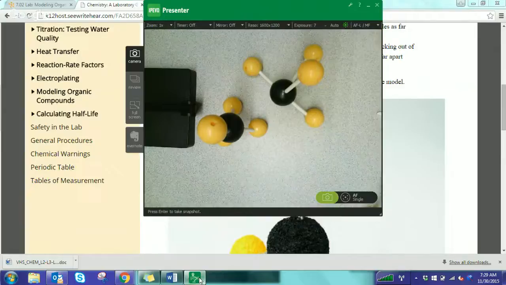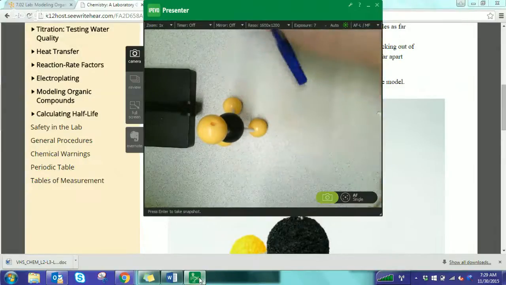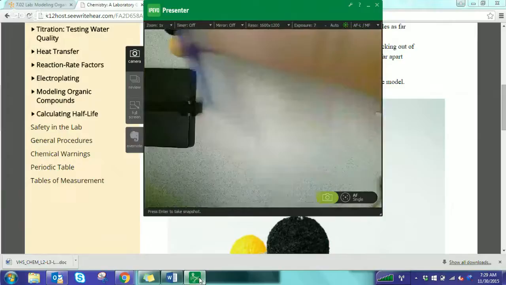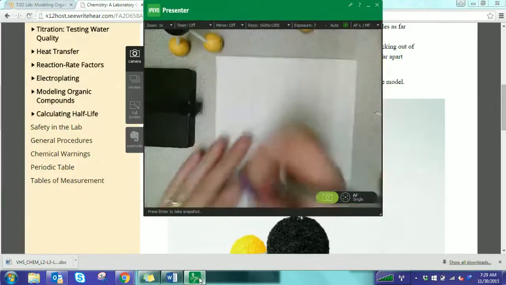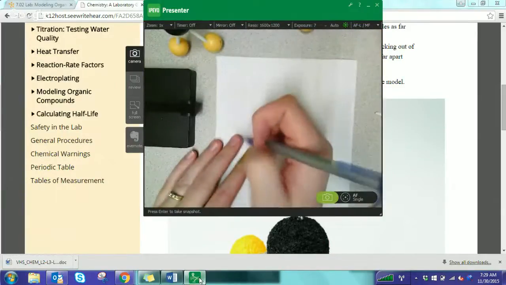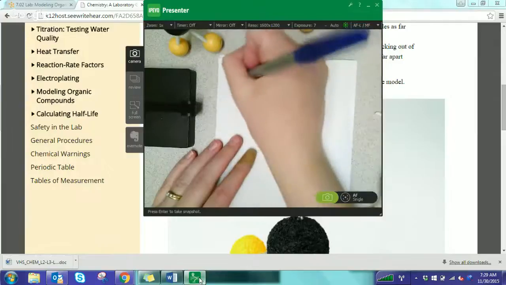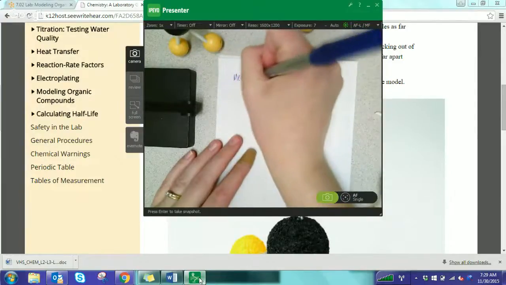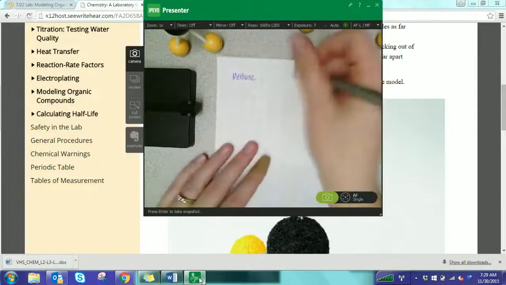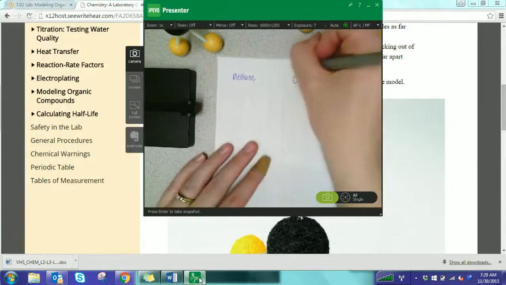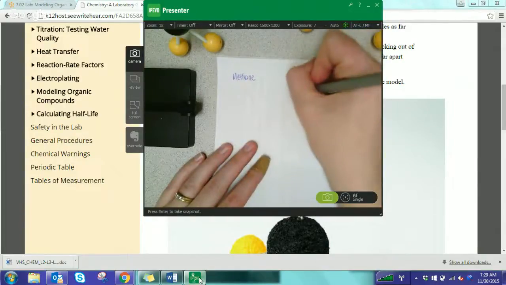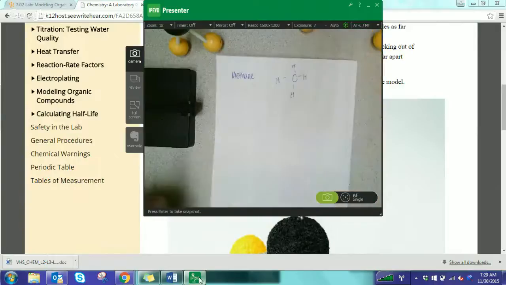What you're doing on your piece of paper is, for the first 10 hydrocarbons, so the first one's methane, you're just making a brief drawing of it. You don't have to draw it perfectly to scale, but just something kind of like this. All right, so methane is CH4. And you're going to keep doing that.